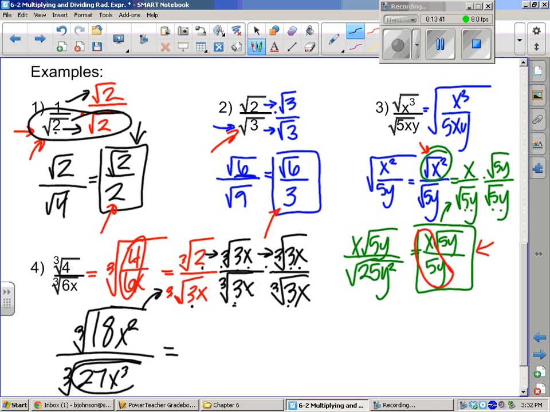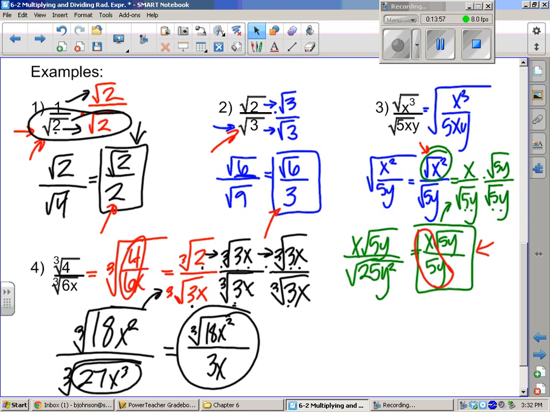That's helpful because now I have that perfect cube on the bottom. 18 x squared, that actually cannot be simplified because of the cube. This is just going to be 3x on the bottom. That's our answer. All right, so cubes, we got to do it 3 times. Yeah, we don't see many of those, but we need to know them. Squares, we do it twice.